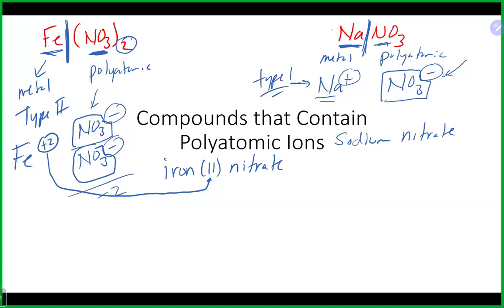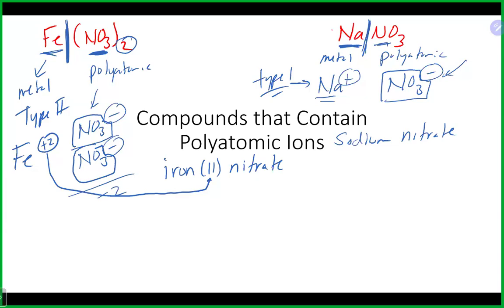So I would say probably 99 times out of 100, this is what you're going to end up with, which is a metal and a polyatomic ion. So again, what you want to do is just default back to the type 1, type 2 rules, and really just decide based on the metal: do I need a Roman numeral or not? And that's basically all I have to do.